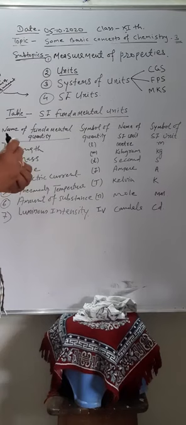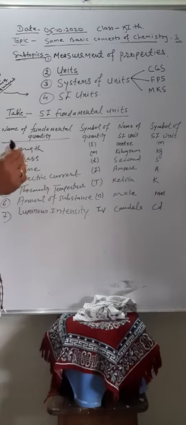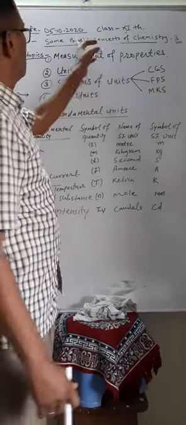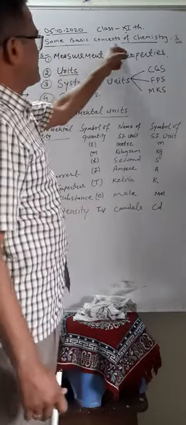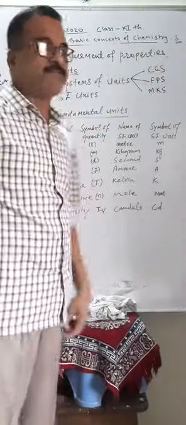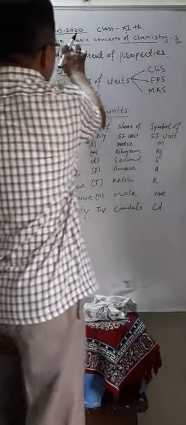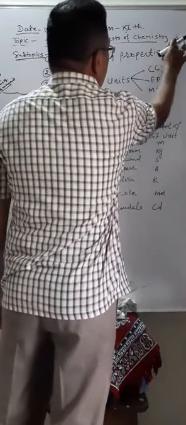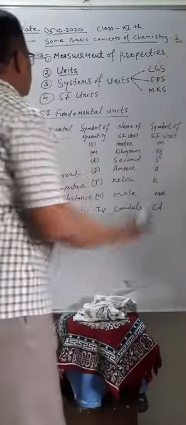So today is 5th October 2020. Our topic is some basic concepts of chemistry, and today is third period. So therefore it is written like this: some basic concepts of chemistry, third means third period.